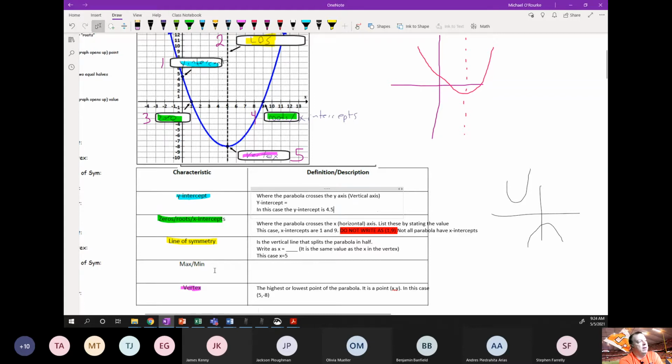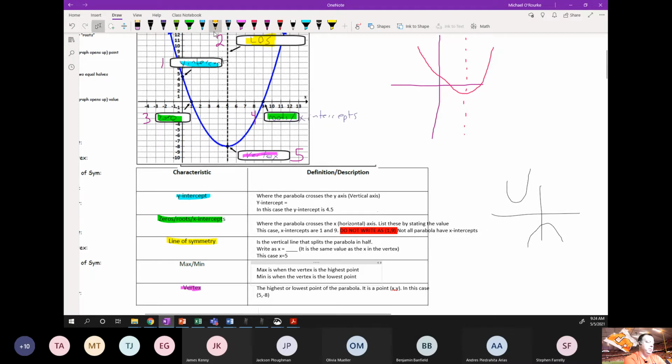So the very last thing we have is max or min. So I'll write it in here. So a max is when the vertex is the highest point. Okay. Min is when the... so you refer to it as the max if the vertex is the highest point of the graph.